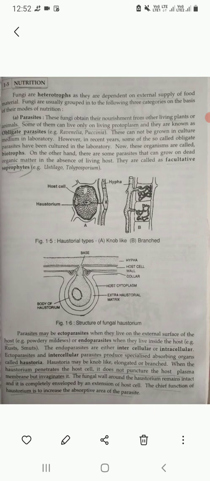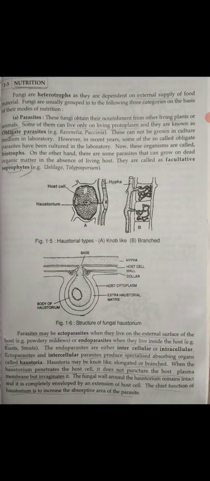These parasites may be ectoparasites or endoparasites. Ecto means they live on the external surface, endo means inside the host plant. Endoparasites may be intercellular or intracellular; that difference we already know. The parasites have special absorbing organs called haustoria. These haustoria help in the absorption of food materials from the host plant cell, and they may be knob-like structures.